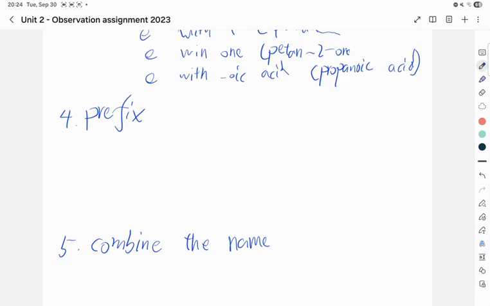We need to name the side chains and the functional groups not part of the main suffix, and number their positions, and list them as the prefix. For example, like 3-methyl, 4-bromo.